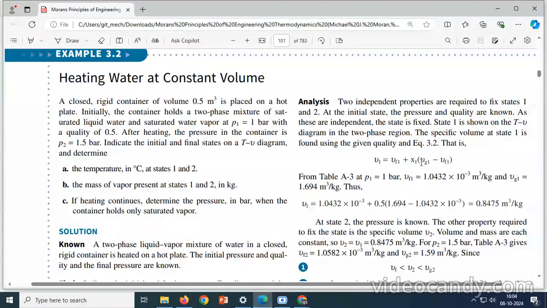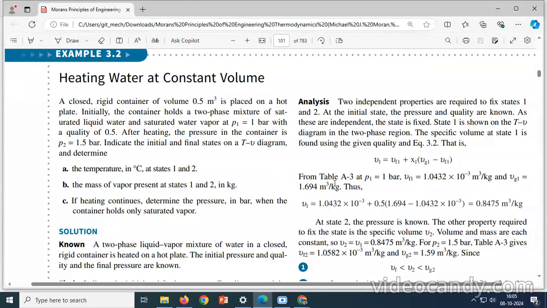So just read till it opens. I'll read the values here: 1.0432 into 10 raised to minus 3 meter cube per kg. Whenever you write meter cube per kg, it becomes specific volume. Vg1 in the gaseous form, the specific volume is 1.694 meter cube per kg. Now the question comes: when the rigid container is given as 0.5 meter cube, why are these values changing?